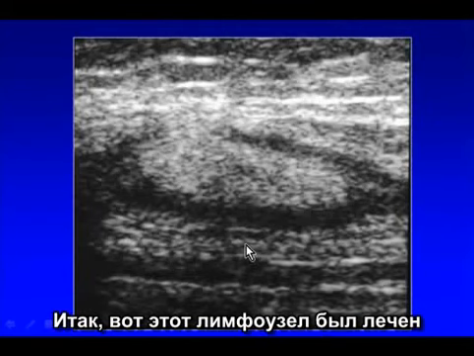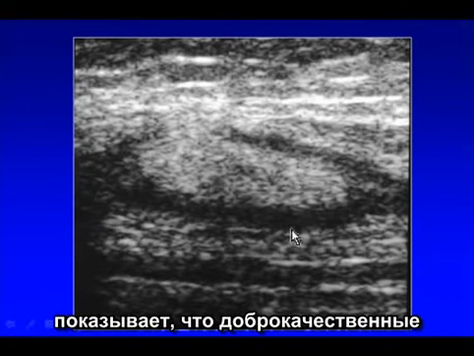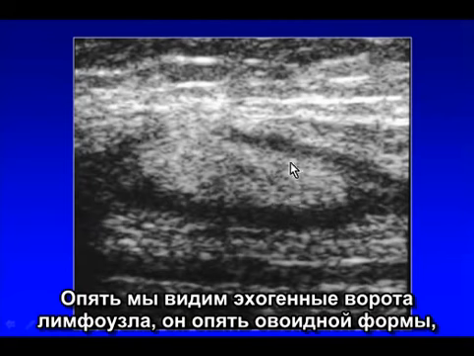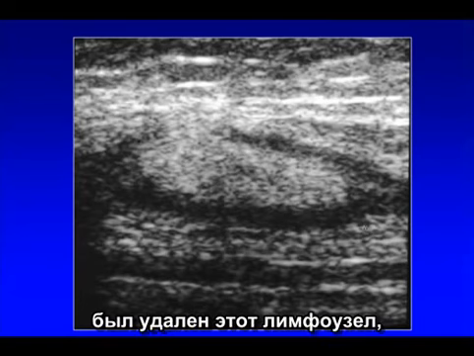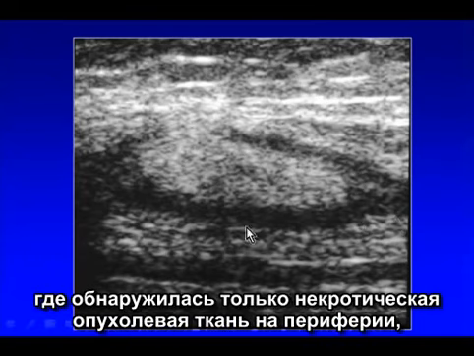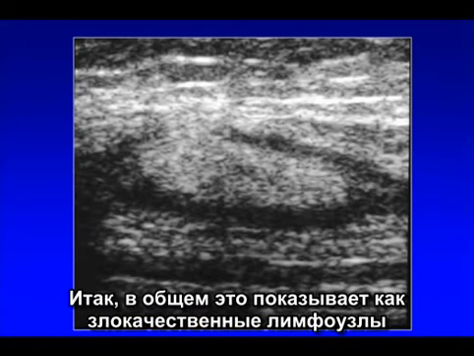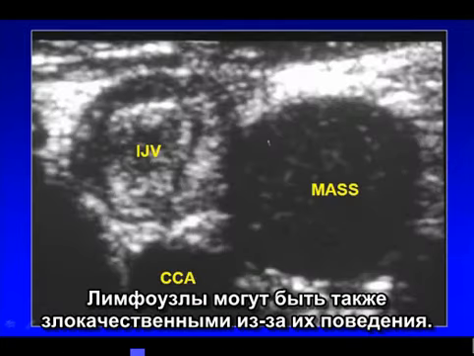Now, this lymph node was treated, and this was a follow-up study showing that the benign characteristics of the lymph node had returned. The echogenic hilum had returned. It was now oval again. And because the patient was part of a protocol, this was resected, and there was only necrotic tumor at the periphery, no viable tumor. So basically, this shows a malignant node and then it returned to more benign features after treatment. Lymph nodes may also be malignant because of their behavior.